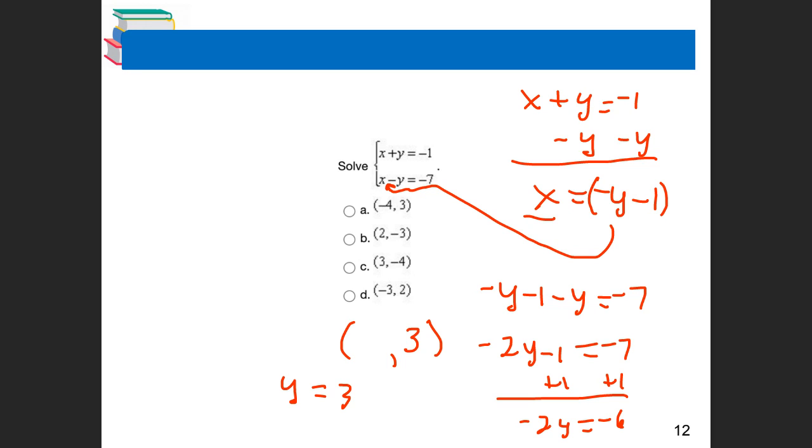So in order to find the x value, I just plug it back in here. So if I put 3 in here, that's negative 3 minus 1, that's negative 4. So negative 4 comma 3 should be my answer. Got to make sure I write them in the right order. X always goes first. Okay. So using substitution, sometimes you have to rewrite it so it's x equals or y is equal to, so you can use the substitution.